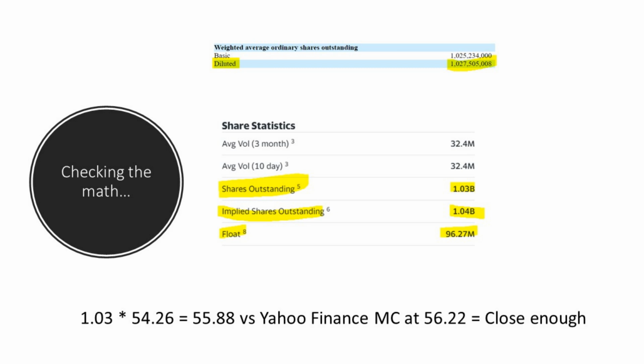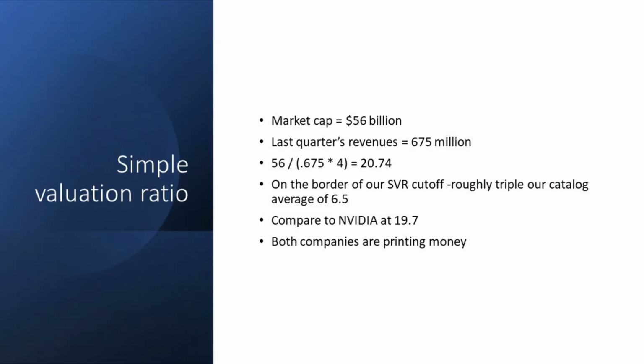Now what we can do is calculate a simple valuation ratio. So we start with a market cap of $56 billion. We take last quarter's revenues and annualize those. That means multiply them by 4. Then we can calculate our simple valuation ratio, which is 20.74.